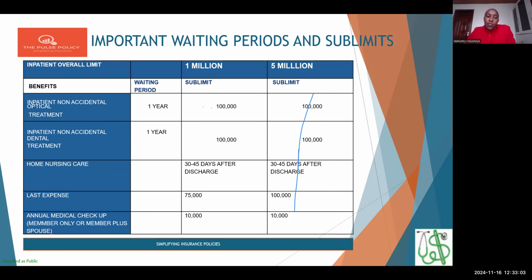So the annual medical checkup, mostly this is under the outpatient. Sometimes the insurance company can cover the member only. For example, if it is me, Wanjiko, they can only cover me. And in some cases, they cover the member plus spouse. That means Wanjiko and the spouse. So it depends on, again, where you have purchased your cover, who is covered for the annual medical checkup. So you also need to understand who is covered for the annual medical checkup. In most cases, you're going to find a limit of between 10,000 to 15,000 per year for the annual medical checkup.